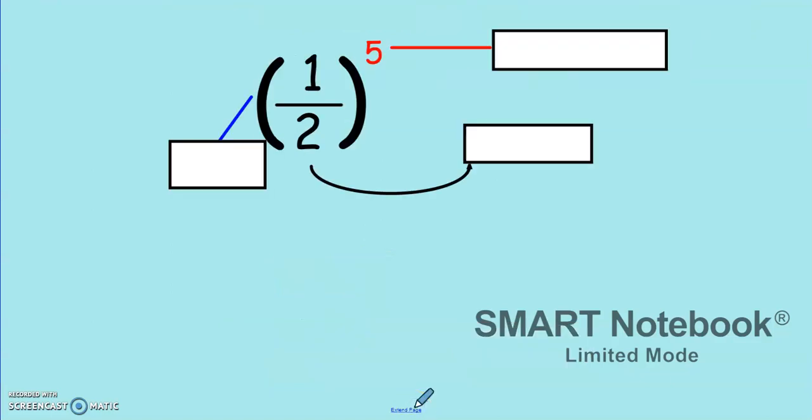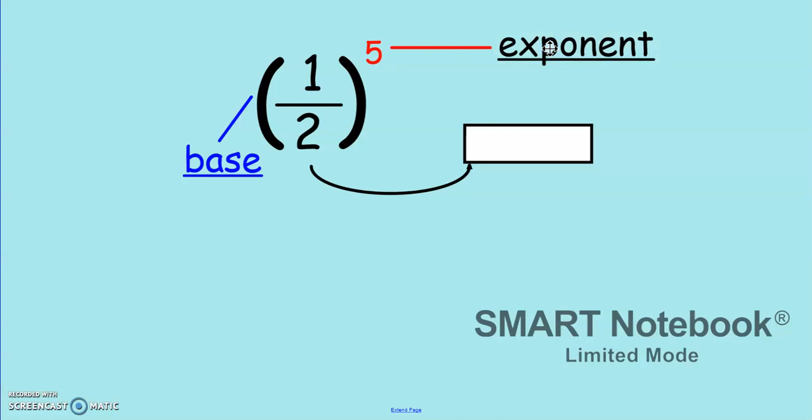So I have 1/2 raised to the 5th power. That's how we would verbally say it. 1/2 raised to the 5th power. Well, the base is going to be that 1/2. That's the common factor. The exponent is going to be 5 because that's how many times that base is getting repeated. So it would be 1/2 times 1/2 times 1/2 times 1/2 times 1/2. And likewise, the power is everything. Let me highlight that for you.